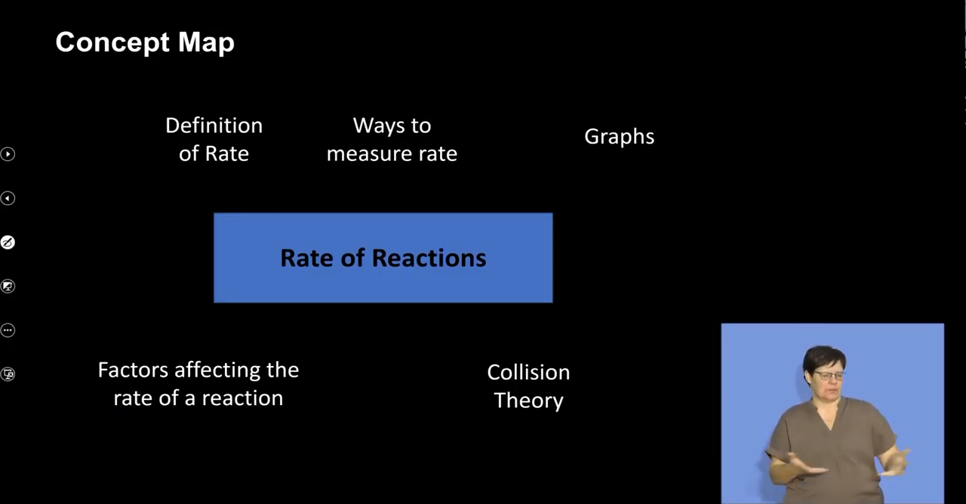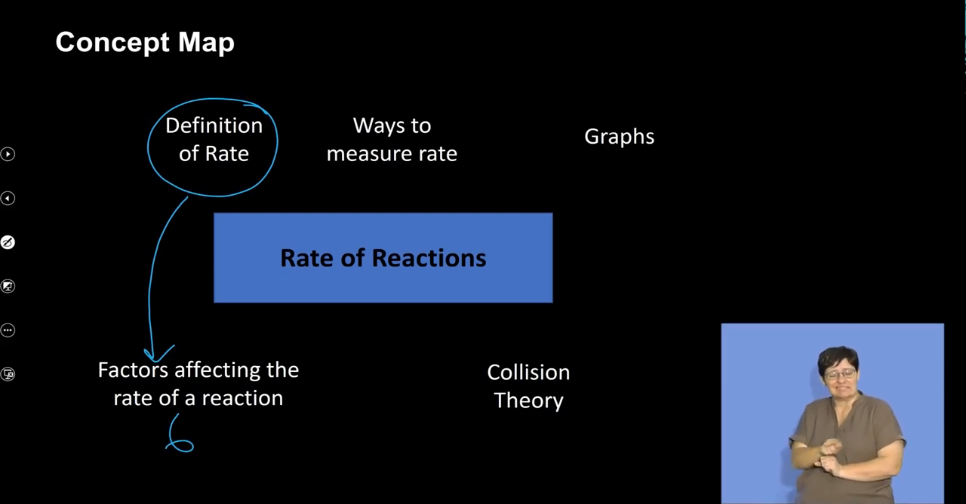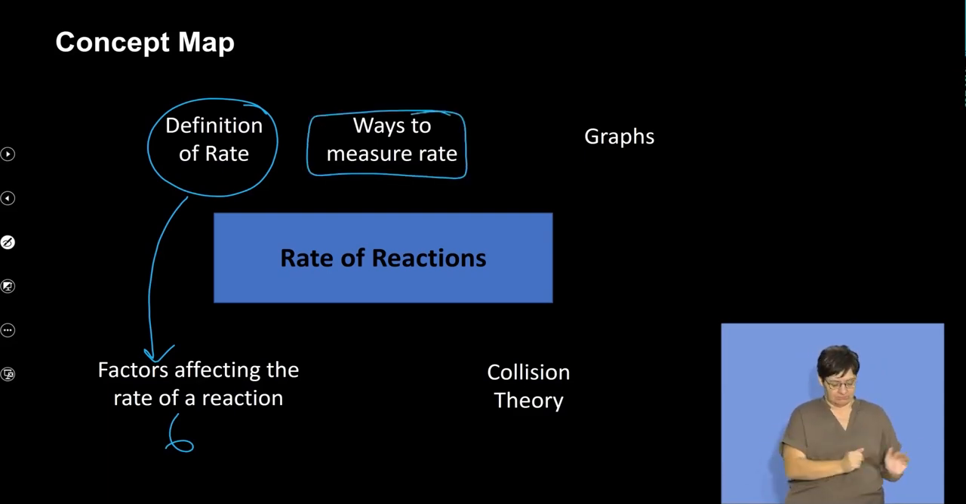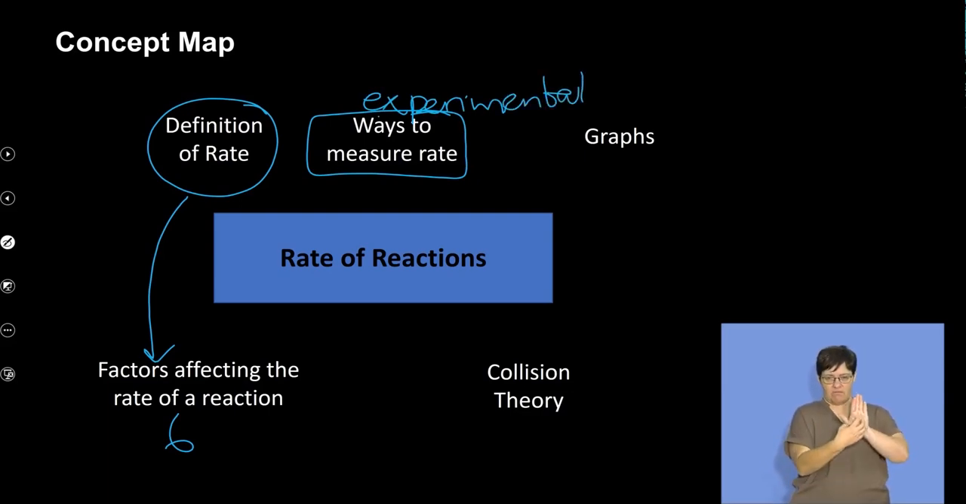We first did the definition of rates of reaction, and then we looked at the factors affecting the rate of reaction. We spoke about the 6 factors that affect the rate of reaction, and for now I would like us to go look at the ways to measure rate, and then with that, ways to measure rate experimentally. I will also show some graphs to just sensitize us as to what will follow afterwards.